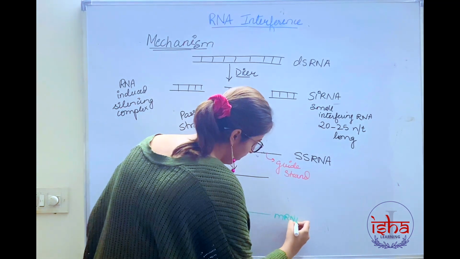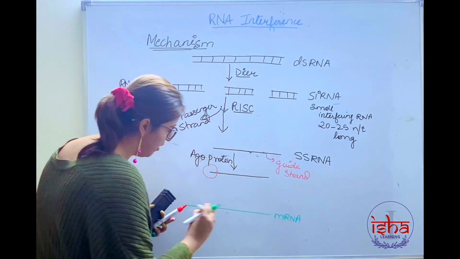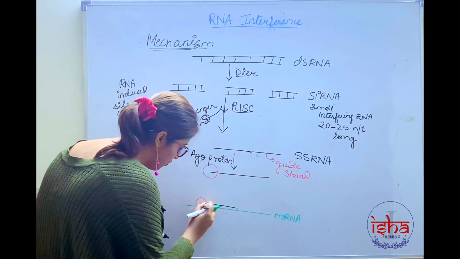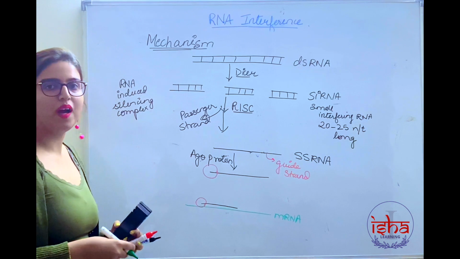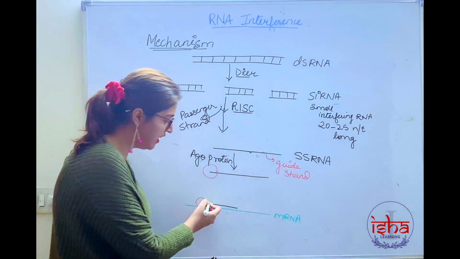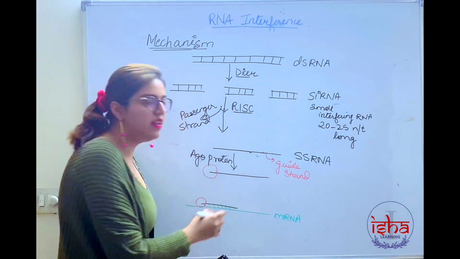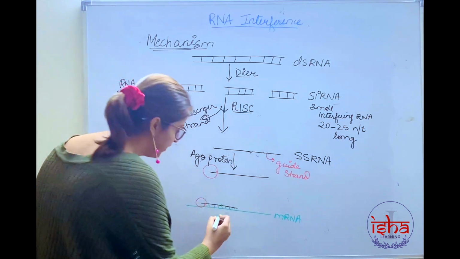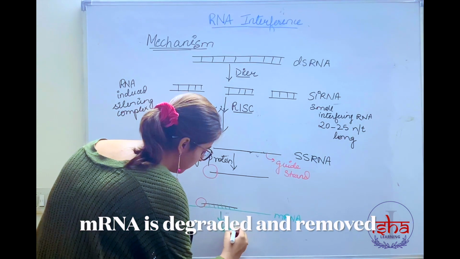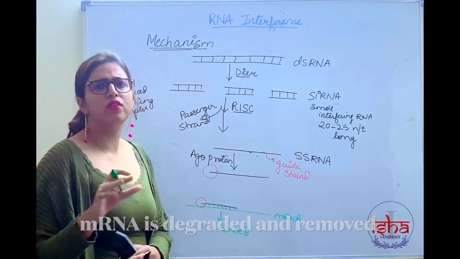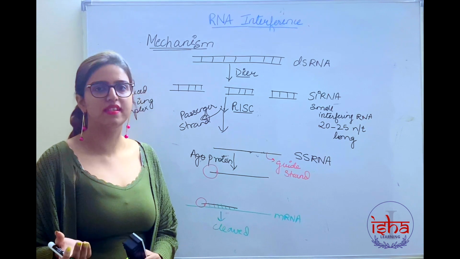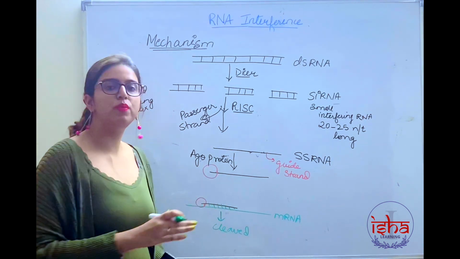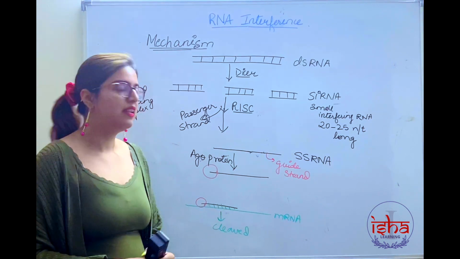Now guys, this is going to come and bind. Let's draw the Argonaute protein as well. Now what is going to happen? It has bound specifically, see here, with the mRNA. Now it is going to cleave this mRNA. Cleaved means it is chopped down into smaller pieces. Further, it will be digested by the enzymes of the cell, and this mRNA is going to be removed from the cell. This is the mechanism.